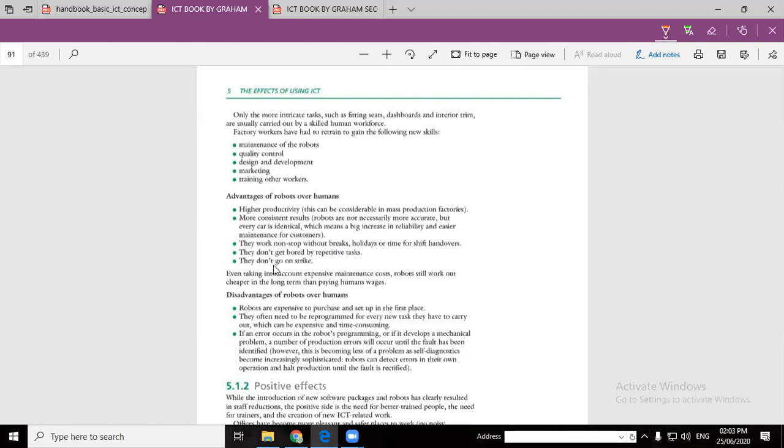So they don't go on strike, like some of you, I know, might be doing. They would go on strike because maybe some of their needs have not been met.